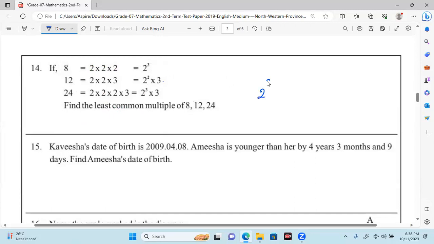It is 2 to the power of 3. Then for 3, it is 3 to the power of 1 actually. No need to write the 1. Then 2 to the power of 3.